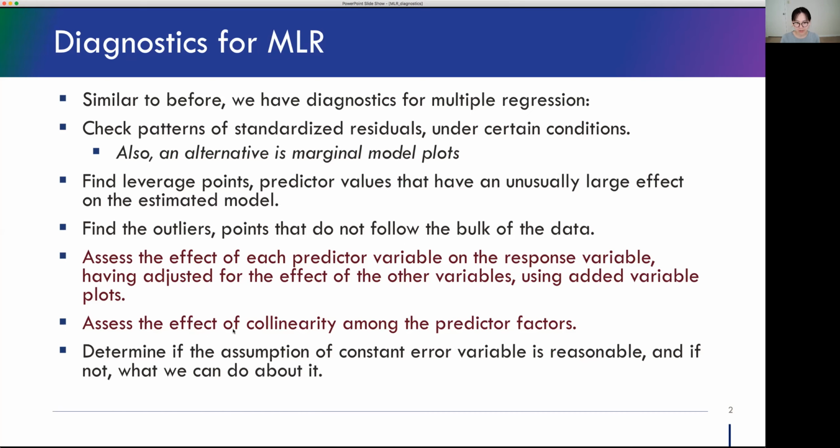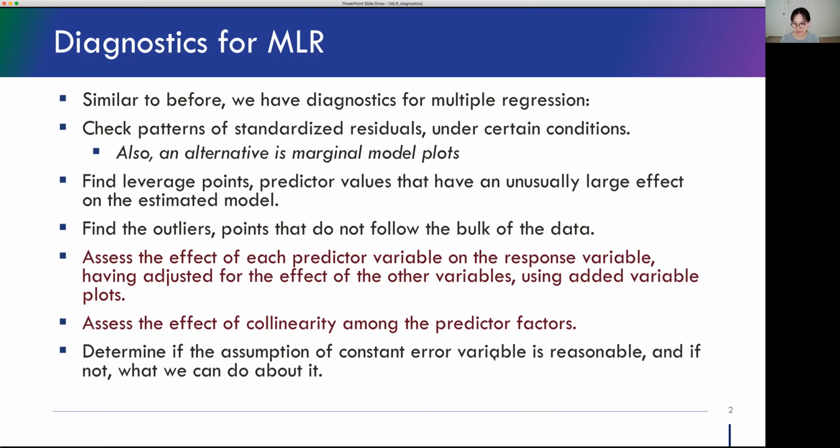We will assess the effect of each predictor variable on the response variable, and we will use what are called added variable plots for that assessment. We will also assess the effect of collinearity among the predictor variables.